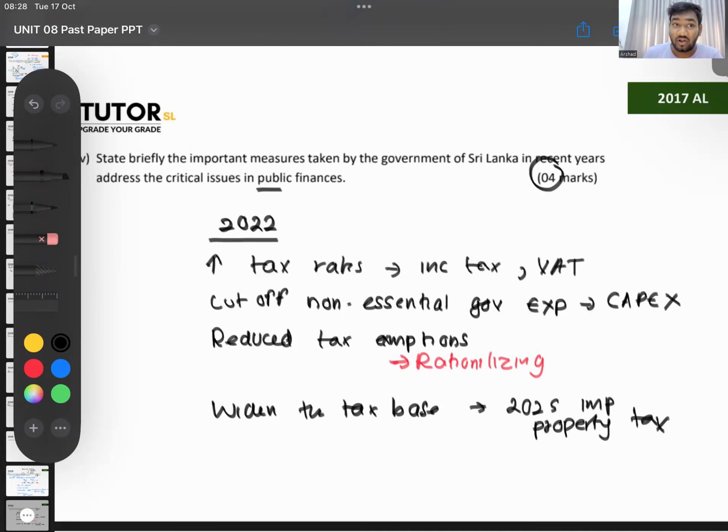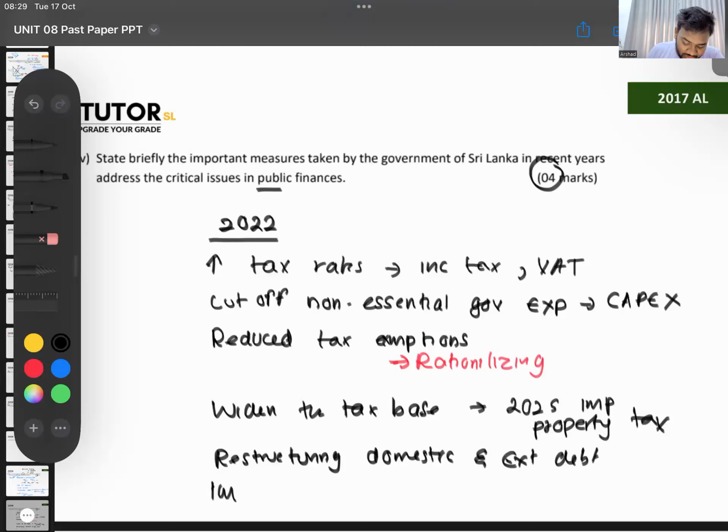You can also talk about restructuring domestic debt. This also can be a measure now. Restructuring domestic debt, and you can say external debt, because our debt has been very high. So we had to pay so much of interest payments. Now we are restructuring those. We are negotiating and trying to bring down and all of that. Yes, you can say measures taken to improve tax administration.